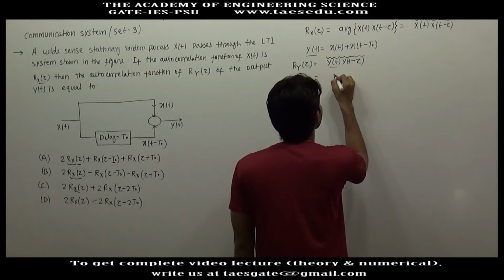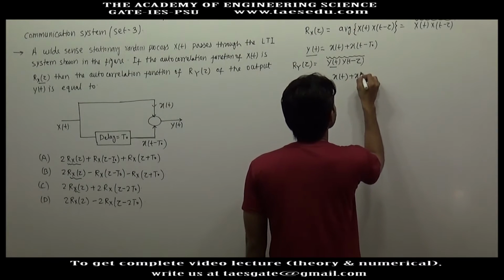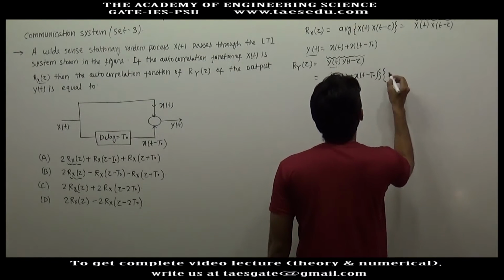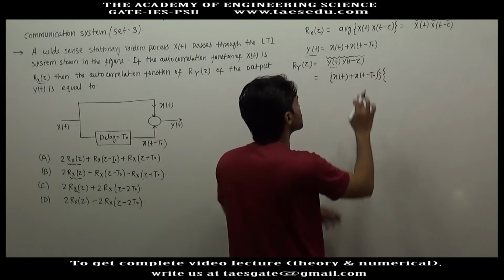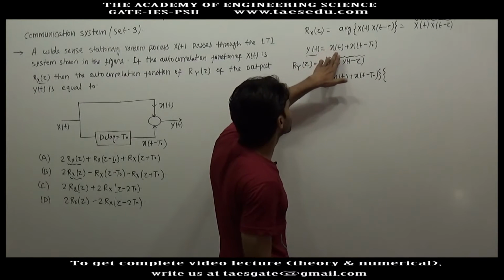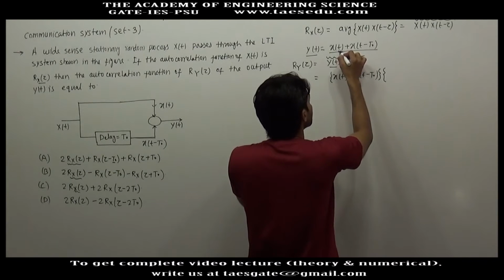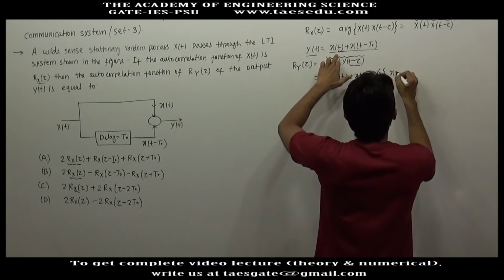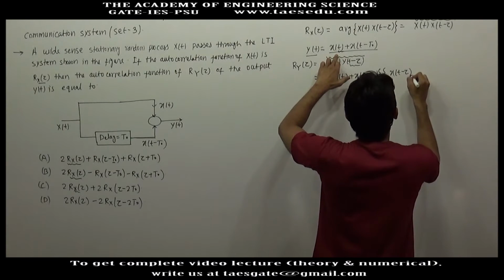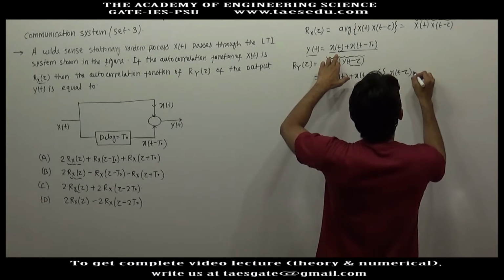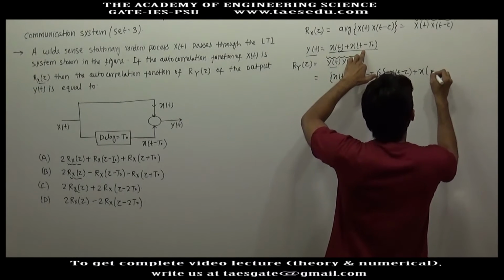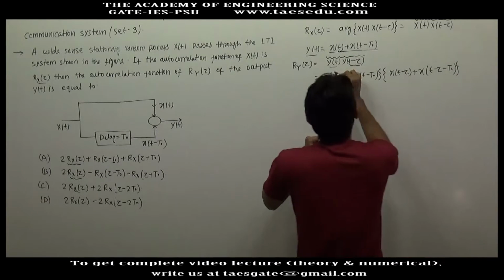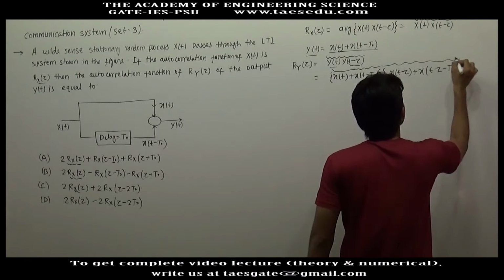We have to find out x(t) plus x(t minus t naught) into y(t minus tau). So in the expression for y(t), at the place of t, we will put t minus tau. So this will be x(t minus tau) plus x(t minus tau minus t naught). At the place of t we put t minus tau, and t naught will be as it is. So now we have to find out the average of this multiplication.